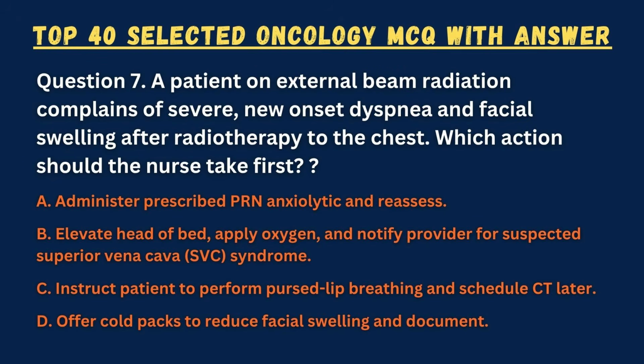D ignores patient safety and fails to address potential treatment efficacy. Question 7. A patient on external beam radiation complains of severe new onset dyspnea and facial swelling after radiotherapy to the chest. Which action should the nurse take first? A. Administer prescribed PRN anxiolytic and reassess.